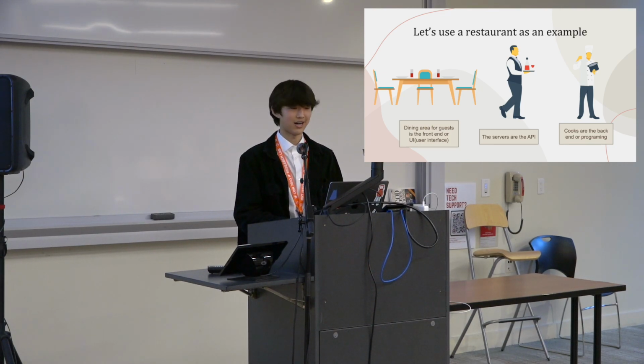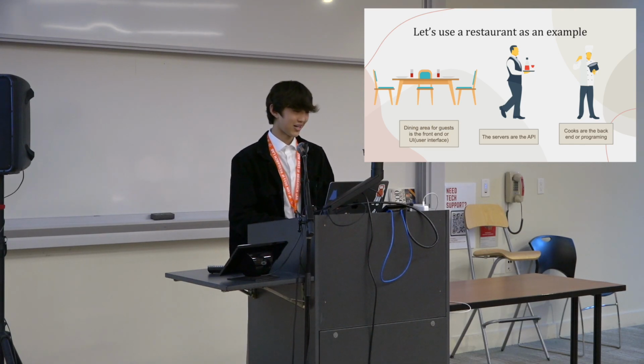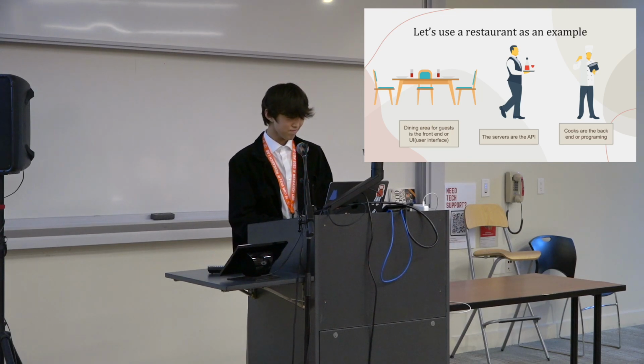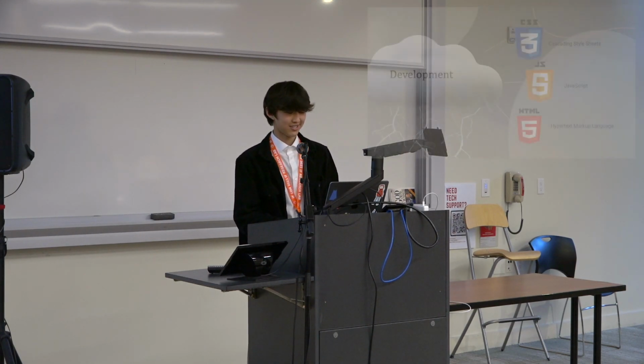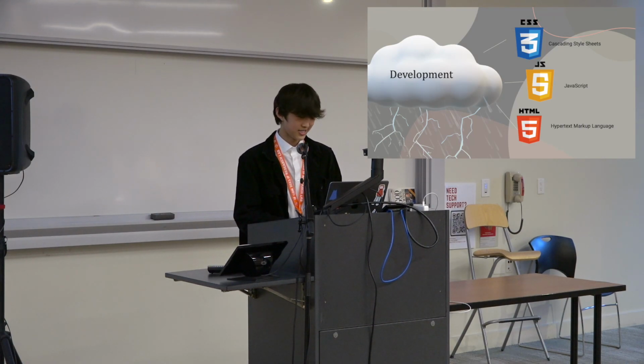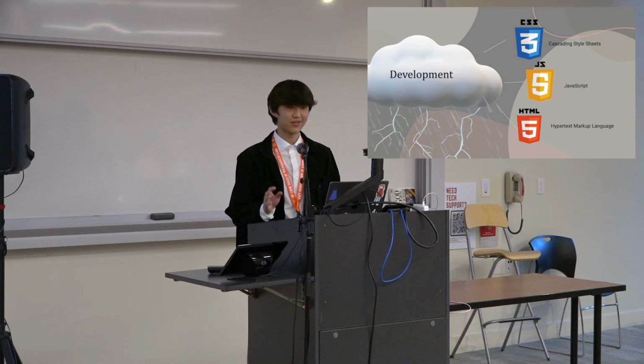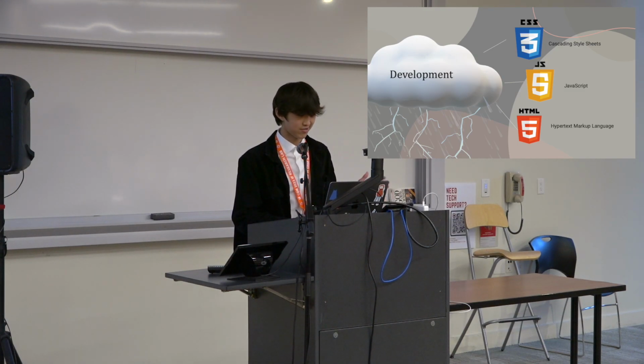So since we now know how APIs work, I'll show you how I implemented API into my weather app. So section 2 is my weather app. So this is the development. This weather app was created using CSS, JS, and HTML. CSS is cascading style sheets, JS is JavaScript, and HTML is hypertext markup language. These are the 3 components that work together to make up the web page and many more, like almost all the web pages that exist right now.